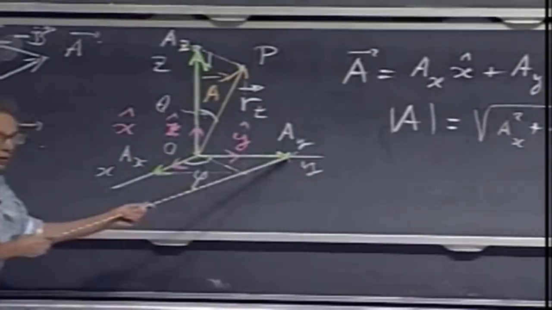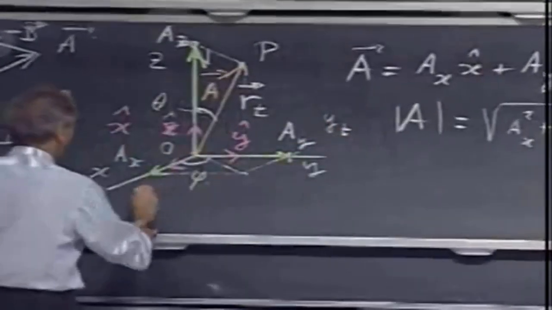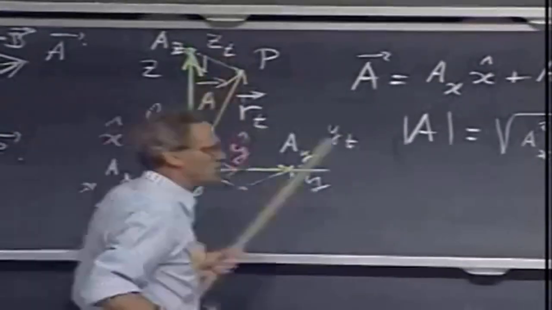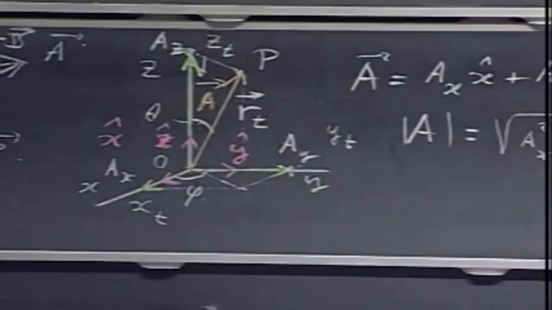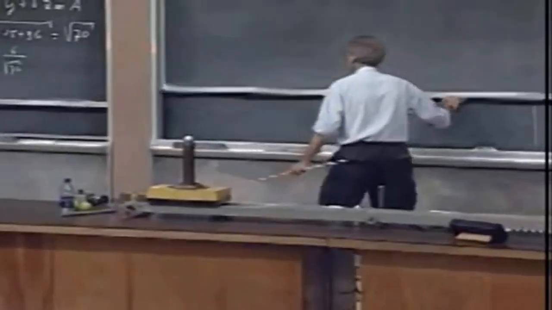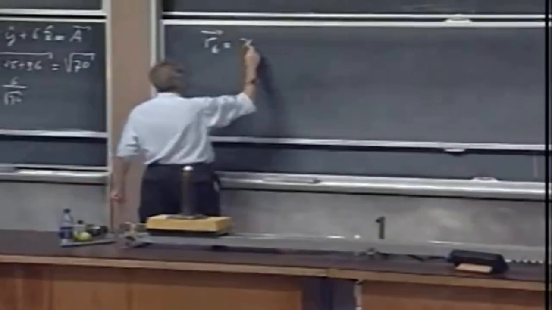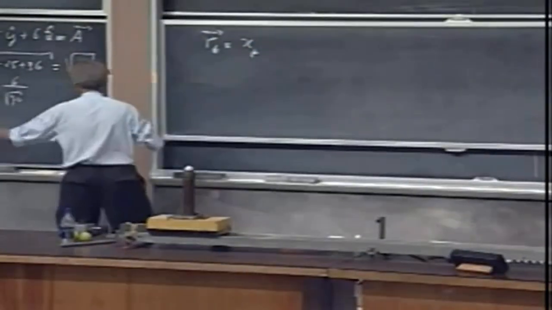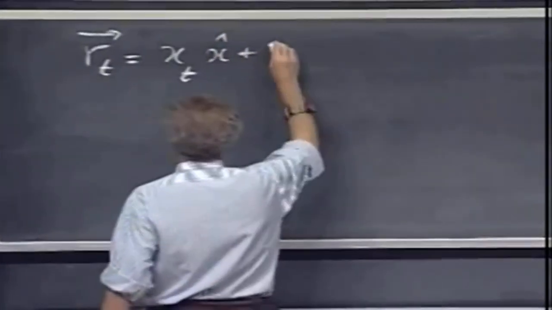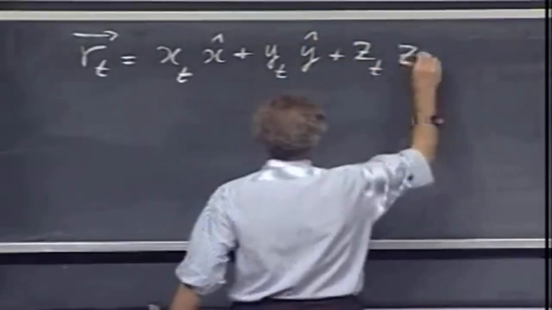I call this location X of t. I call this Y of t. It's changing with time. I call this Z of t, which is going to change with time, because point P is going to move. And so I'm going to write down the vector R in its most general form that I can. R, which changes with time, is now X of t times x roof, plus Y of t y roof, plus Z of t z roof.